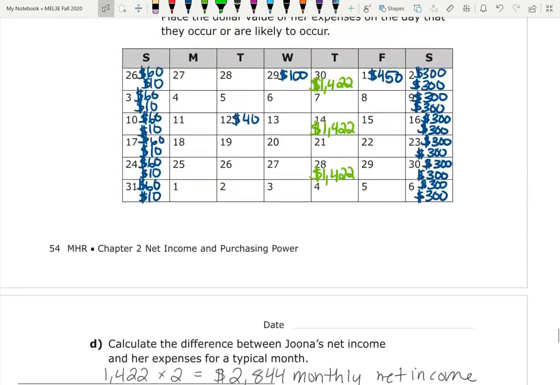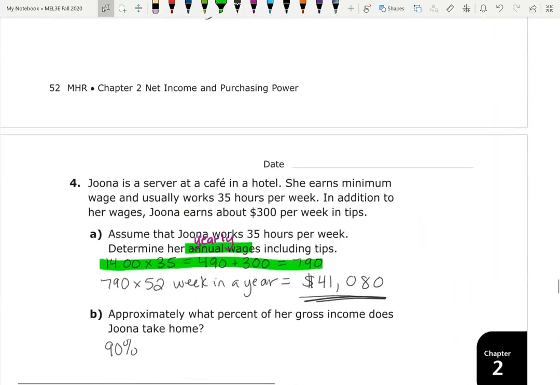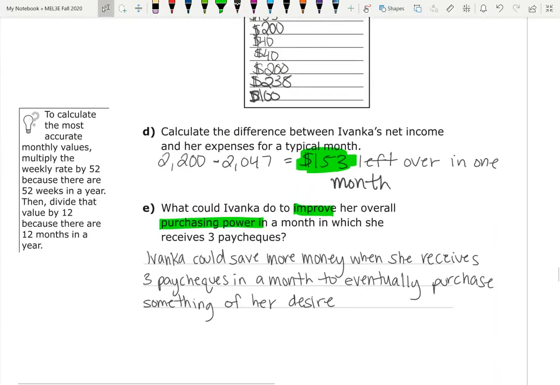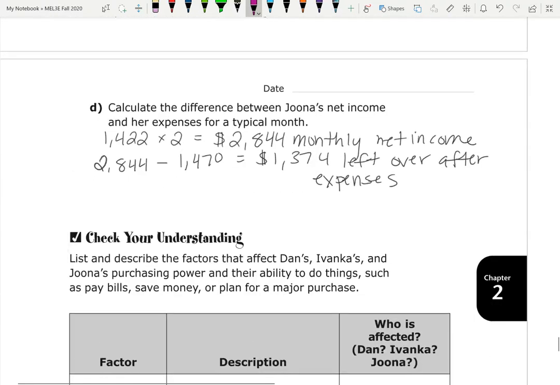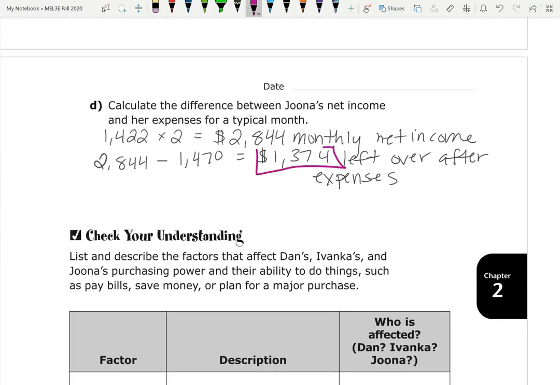So remember, let's go back to someone else. Ivanka over here only has $153 left over every month after all of her essential expenses, whereas Juna has over $1,000. So Juna has a healthy amount left over. Just in case there's an emergency, if you want to save, you can save faster because you have more money left over. Or if you want to splurge and buy something, then you have the money to do so.